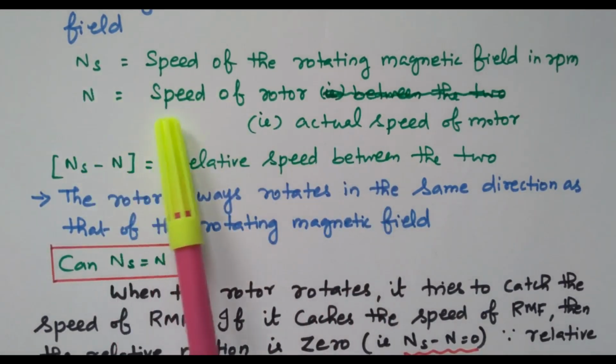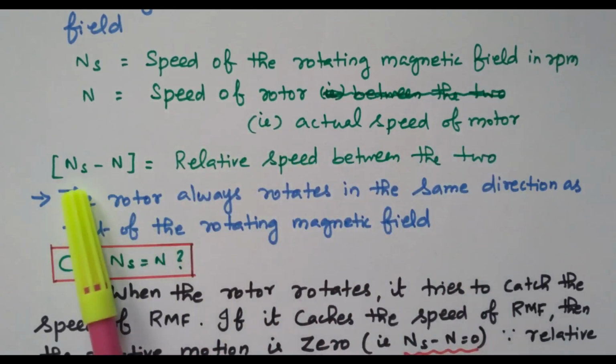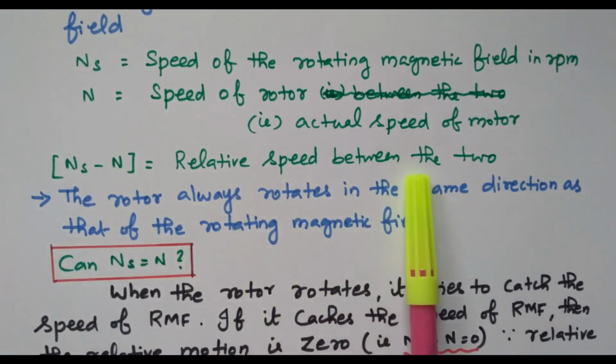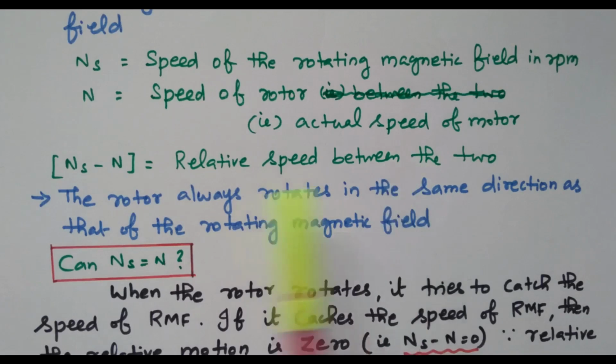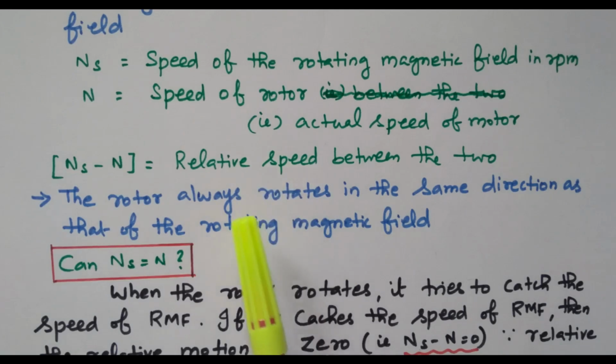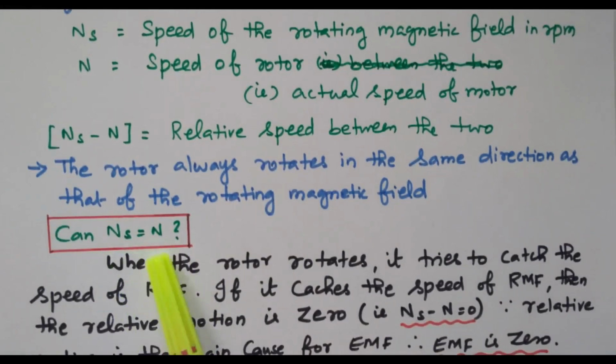This N is the speed of the rotor, or the actual speed of the motor. The difference Ns minus N is nothing but the relative speed between the stator and rotor. The rotor always rotates in the same direction as that of the rotating magnetic field, right? Ns minus N is the relative speed. Now we'll analyze what will happen if Ns equals N.